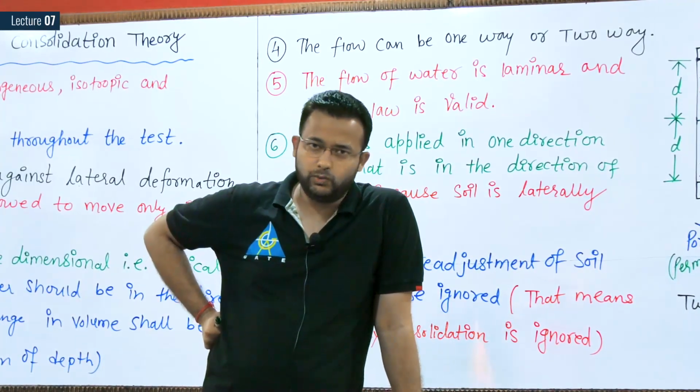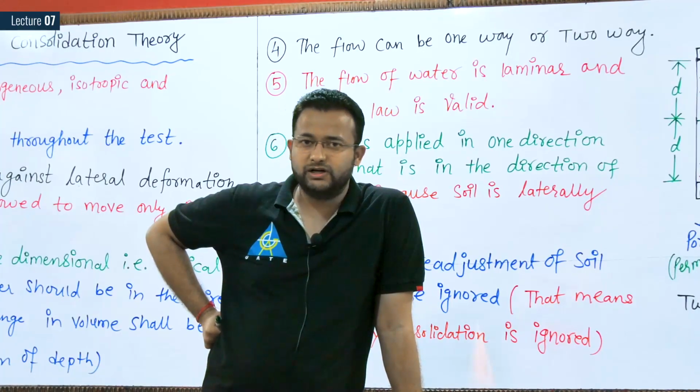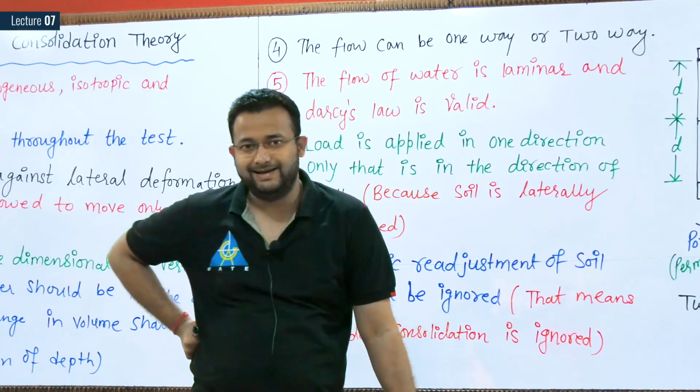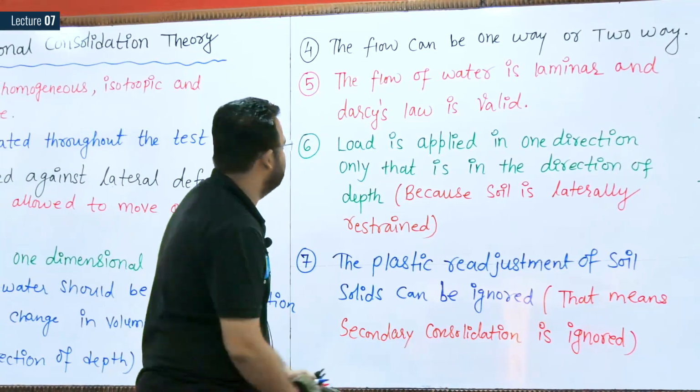V is directly proportional to i. So if we want to remove the proportionality sign, we can use the hydraulic conductivity, that is V is equal to Ki, right? So Darcy's law can be used here.